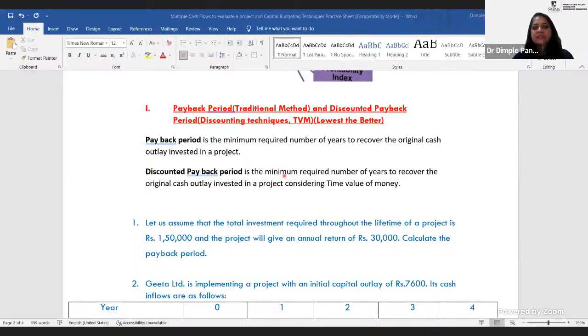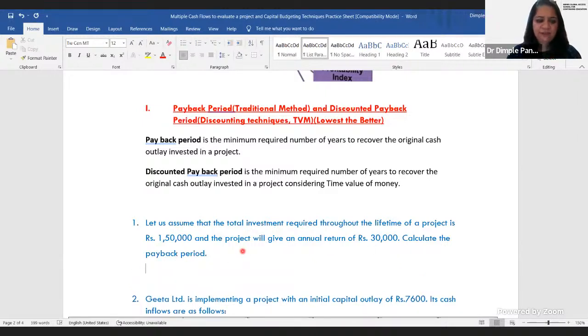Absolutely. Now, in this case, the only thing is that the time value of money is not going to be considered. So look at the first example. What do you think is going to be the payback period here? In this case, 1,50,000 is the outflow, and per year you're getting 30,000. Very easy. How long will it take for the company to recover? 5 years. That is very, very easy. Payback period is going to be 5 years.